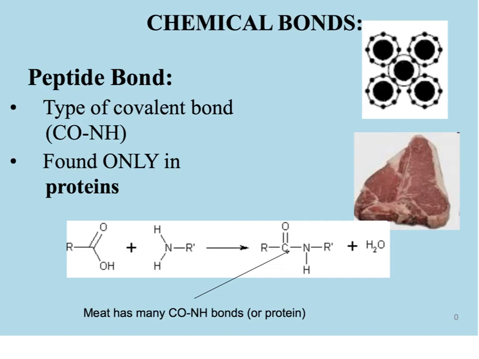A special type of covalent bond that you need to know is a peptide bond. A peptide bond is a bond that is found only in proteins, and it is the bond that links two amino acids together. And we'll go into more detail about that when we talk about the different types of macromolecules.